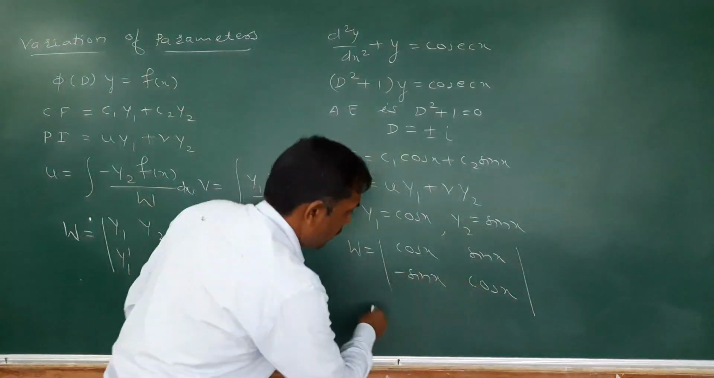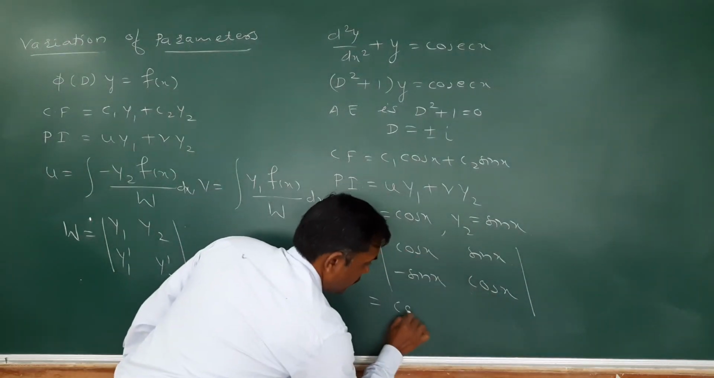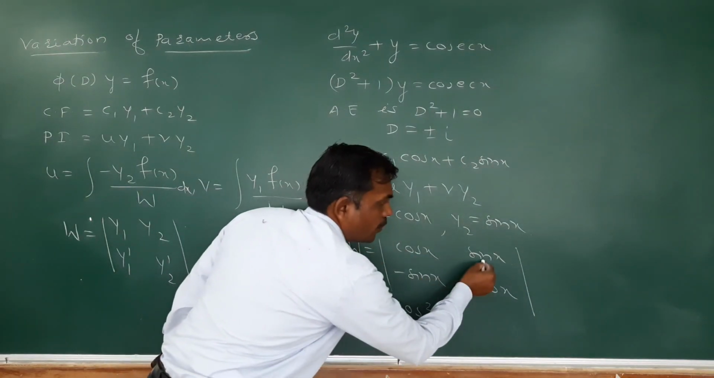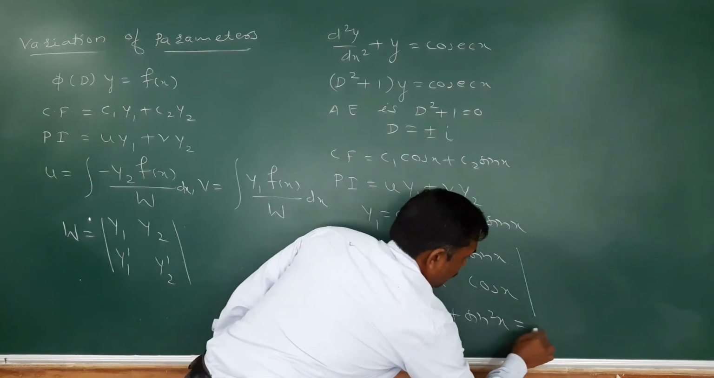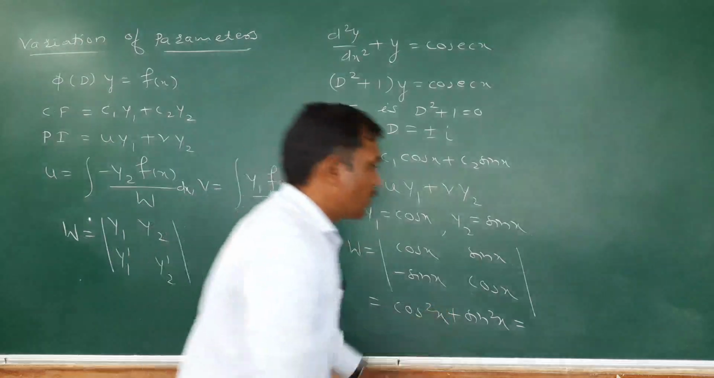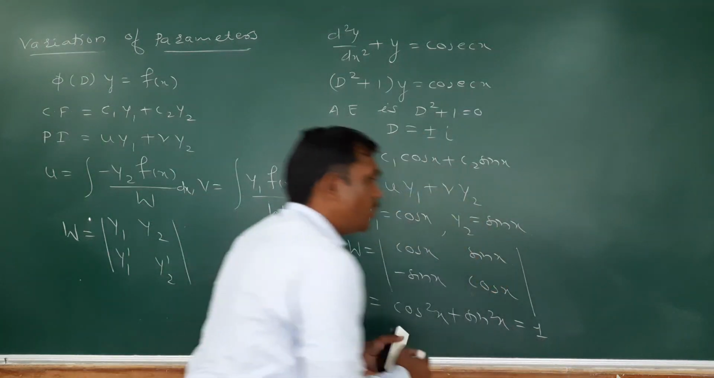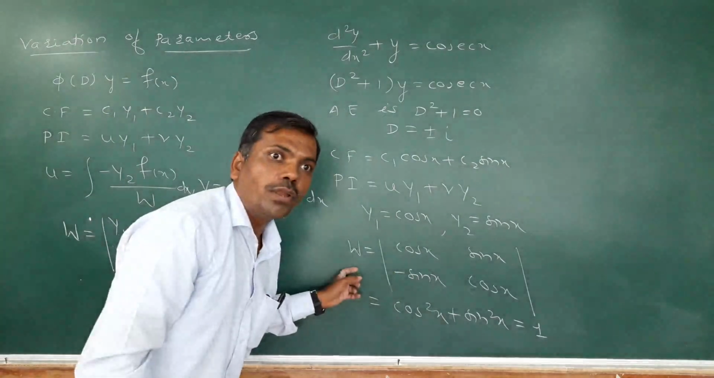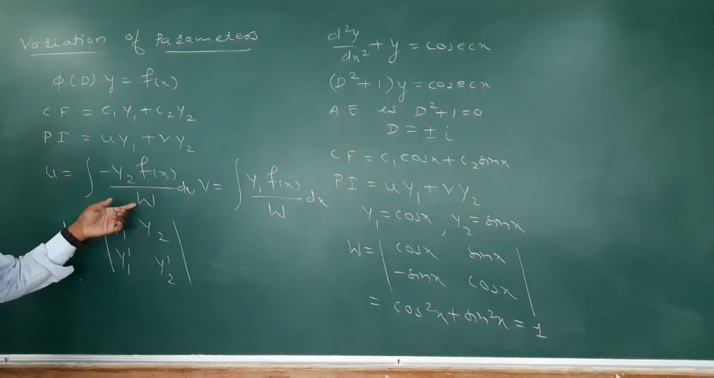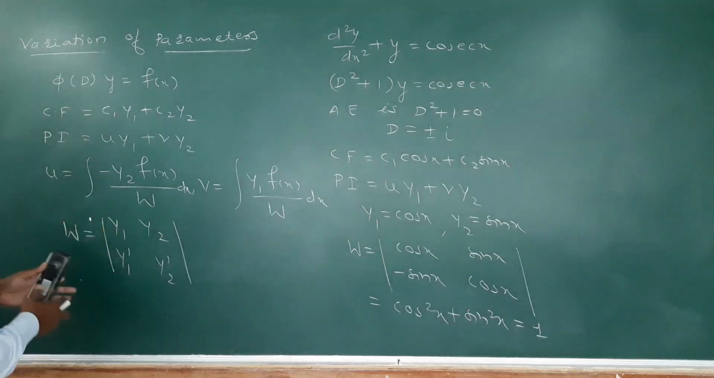Now solve this determinant. Cos x into cos x is cos square x, and sin x into sin x, minus minus plus sin square x. So by trigonometry, cos square x plus sin square x is 1. So the determinant is 1, which means W is 1, the Wronskian is 1. So the denominator is 1 in this formula. Let us complete this problem.